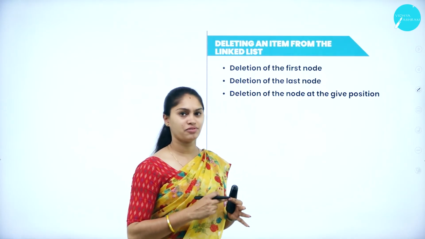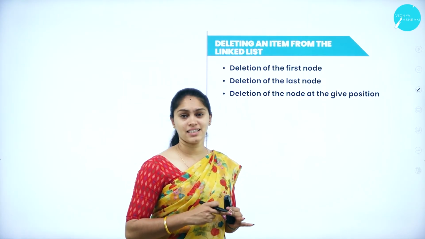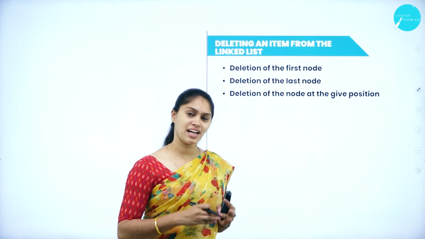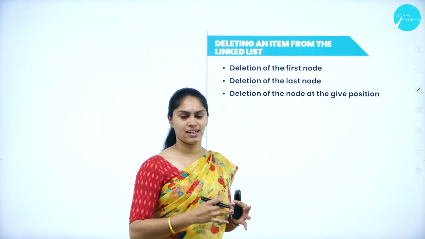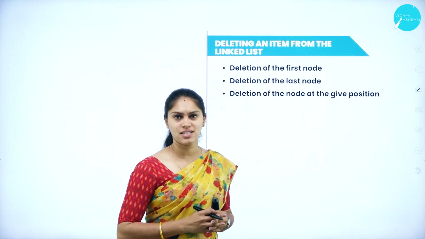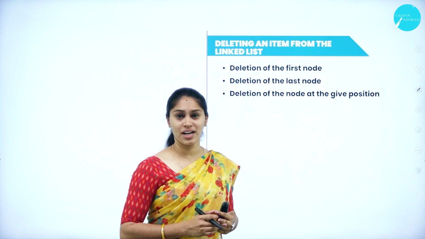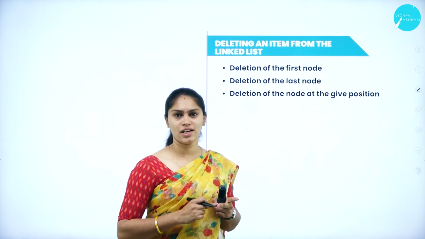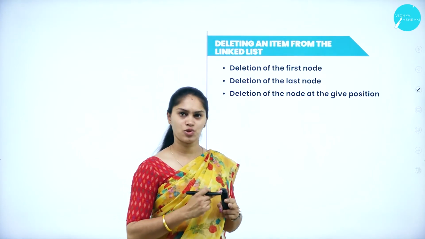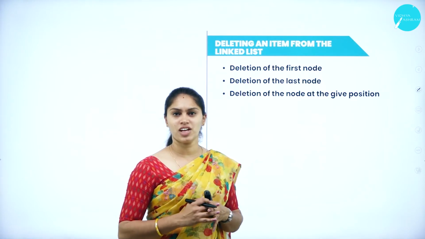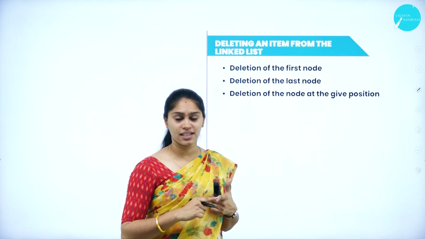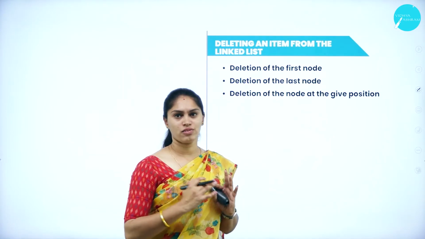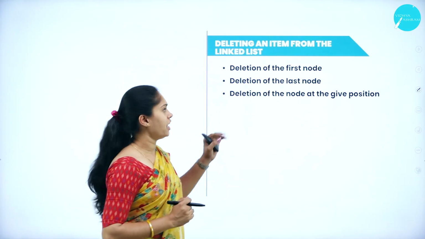We can delete the first node of a linked list, we can delete the specified position's node of a linked list, or else we can create the last node of a linked list. So the main thing you have to understand, only 2 scenarios are important: inserting a new node at the beginning of a linked list and deleting a node at the end of a linked list. These 2 are important from the perspective of your examination. Okay, inserting a new node at the beginning of a linked list and deleting a node from the end of a linked list. Those 2 are the important concepts.